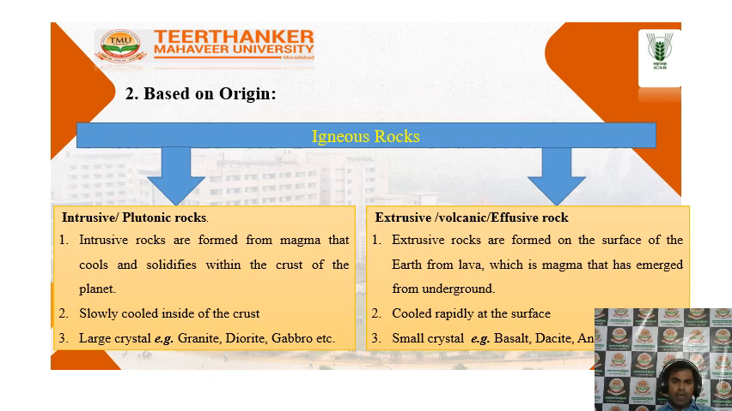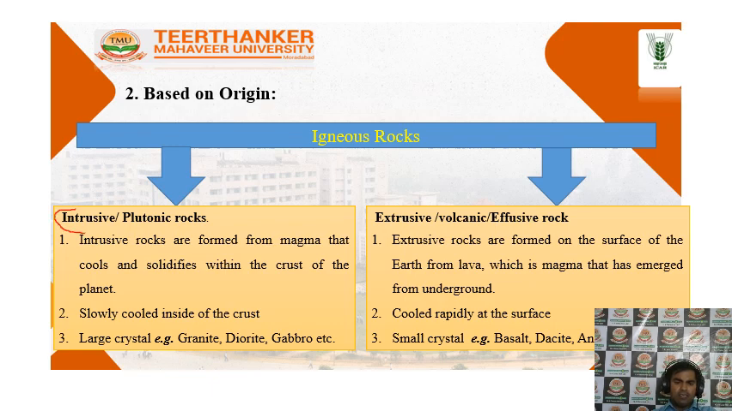Now come to the classification on the basis of origin. The igneous rocks are divided into two categories: intrusive, also called plutonic rocks, and extrusive. Extrusive rocks are sometimes also known as volcanic rocks, and sometimes as effusive rocks. So this is the basic rule. What is the meaning of intrusive?